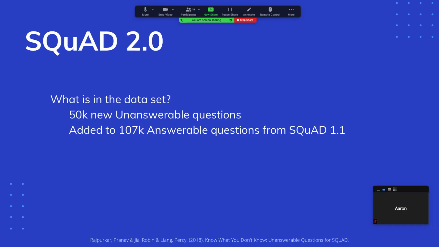Now let's move on to the next dimension of question answering, SQuAD 2.0. What's new in this data set? We've been able to more or less beat human proficiency at reading comprehension when you know that the answer is within the passage. What about when the answer isn't in the passage? How do these models know when they don't know something? What they did is add 50,000 new unanswerable questions to SQuAD 1.1's 170,000 answerable questions.